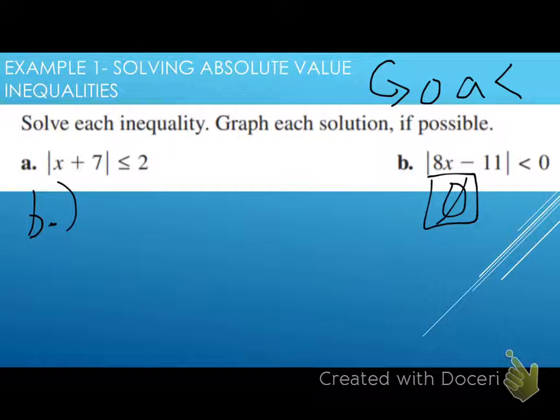Okay, let's talk about something real quick. What if this was the problem it gave me? Still the absolute value of 8x minus 11 is greater than 0. It won't matter because the C value is still not greater than 0, is it? No. So let's look at the statement that it's saying. 8x minus 11 is greater than 0. What values are greater than 0? Positives. And the absolute value is greater than 0.